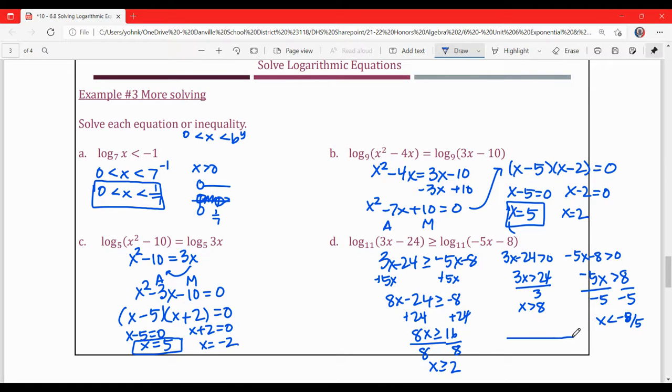If we pull out a number line and we put negative 8/5, 2 and 8, my main inequality is greater than or equal to 2. I have a greater than 8 and a less than negative 8/5. Well, nothing overlaps, so no solution.